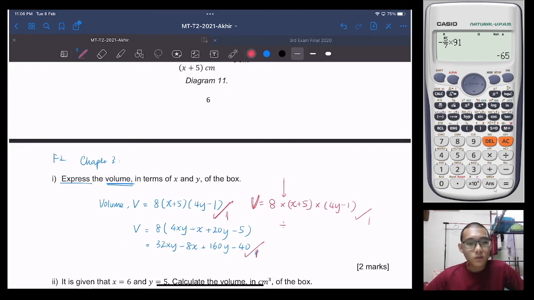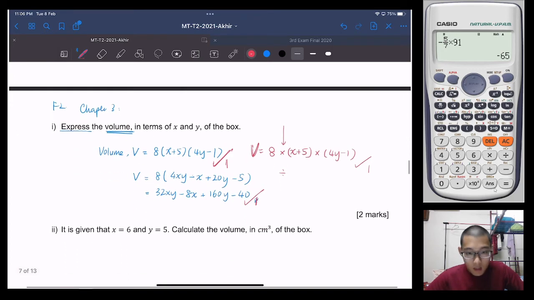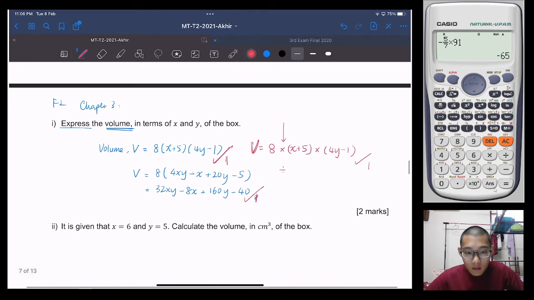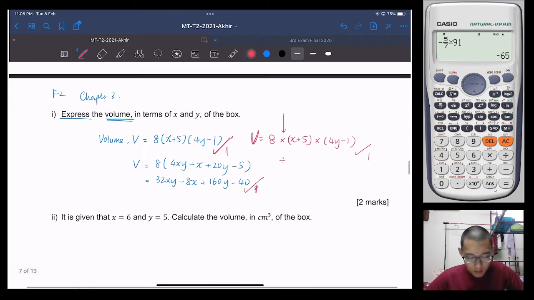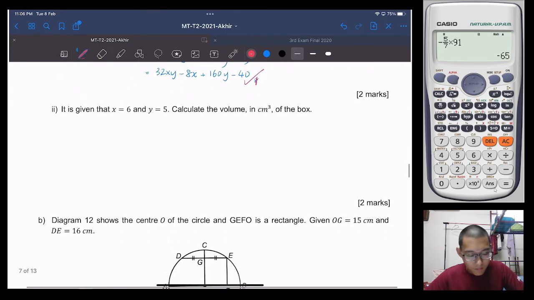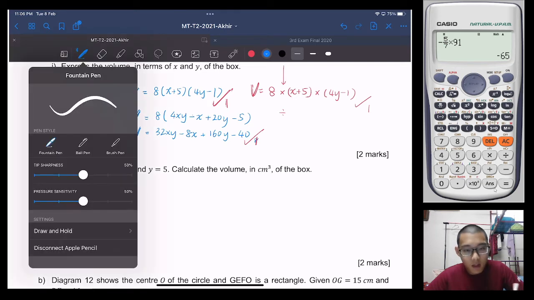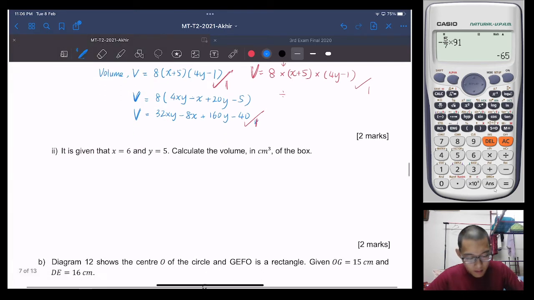So for this one, you try to understand this one. And then next, if you just leave it here only, it's just 1 mark. You won't receive this 1 mark. So remember, it's better you try to use V as the subject here. Put all the V on the left hand side.